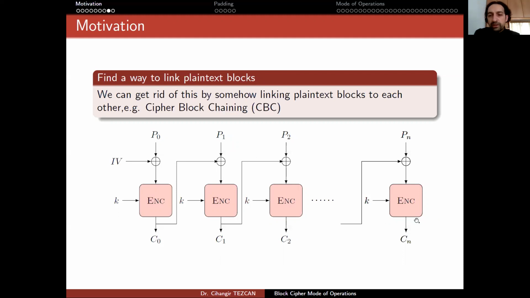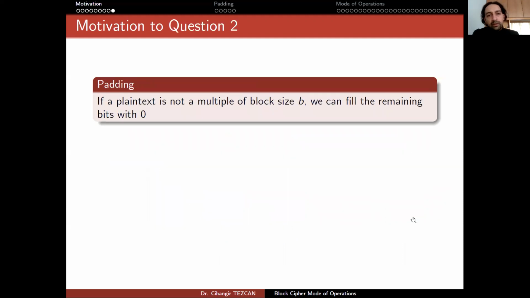So modes of operation have advantages and disadvantages. At the end of this lecture, we will see many modes of operation that we use in practice and see what their advantages and disadvantages are. So this was our motivation for our first question. Now let's move on to the second question and why this is important. So our motivation is as follows.